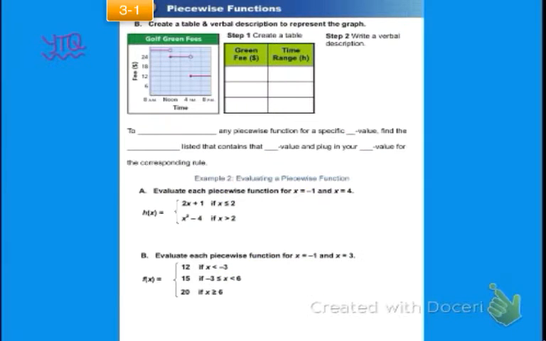So I'd like this next example to be a you-try question. I'd like you to create a table and a verbal description to represent this graph about the golf greens fees at different times of the day. So please pause the video now and create the table and write a verbal description of the golf greens fees.